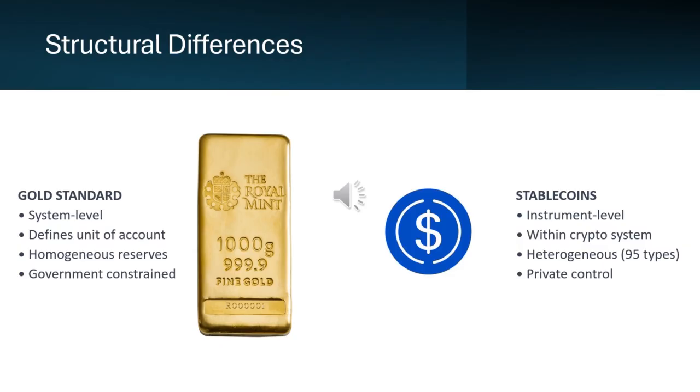The backing assets also differ significantly. Gold standard reserves were relatively homogeneous: gold and key foreign currencies. Stablecoins exhibit much greater heterogeneity. Recent research examining 95 operational stablecoins found that most are backed by fiat, crypto, or hybrid arrangements, each showing different resistance to inflation, volatility, and compliance properties.